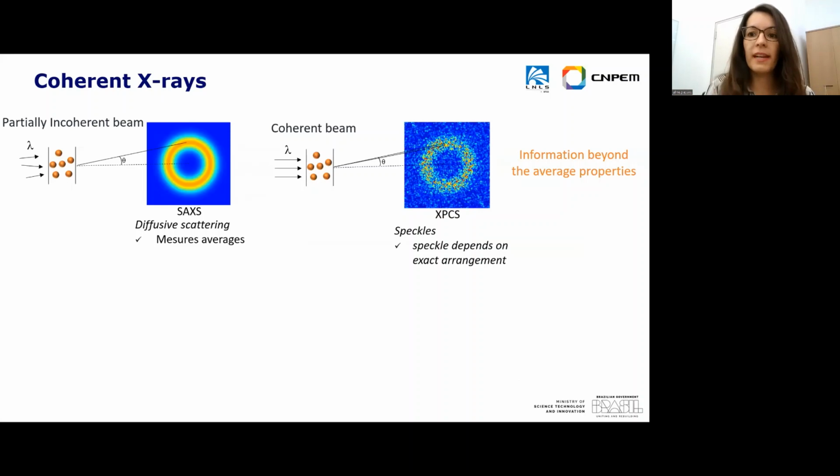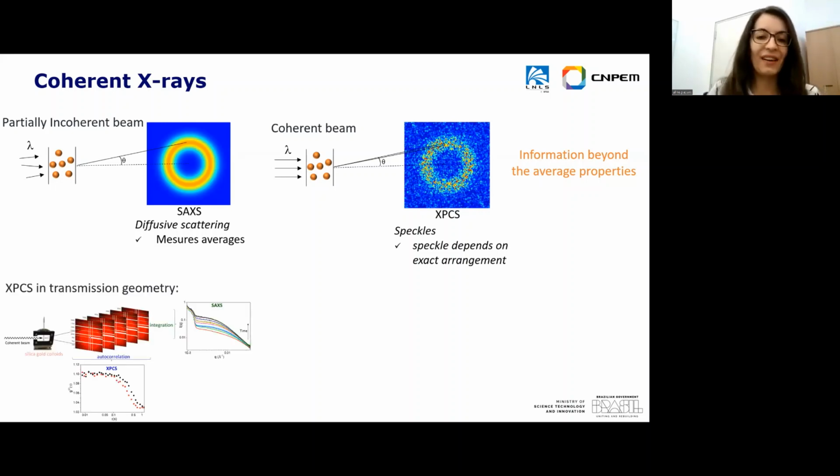So when we illuminate the sample with the coherent beam, we obtain this speckle pattern. And this speckle depends on the exact arrangement of the sample. So we have information beyond the average properties. And then I hope I can also convince people who are used to working with SAXS that, using almost the same experiment, I will show later what is different between an XPCS and a SAXS experiment. It's basically the way we collect and analyze data, but in the same experiment, we can obtain the SAXS information and also the XPCS if you have a coherent beam.